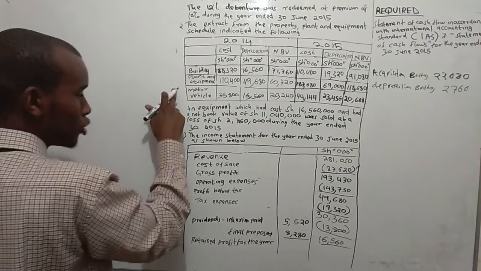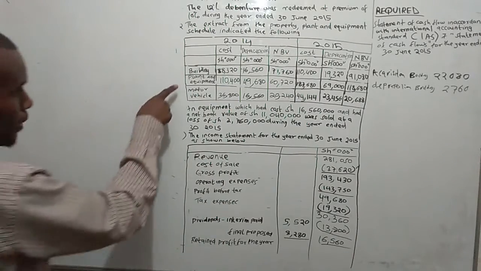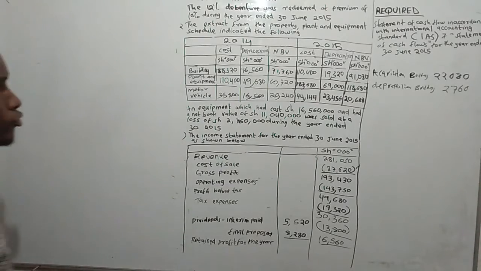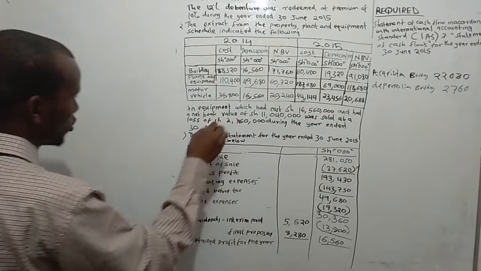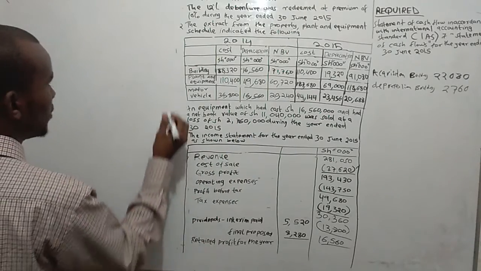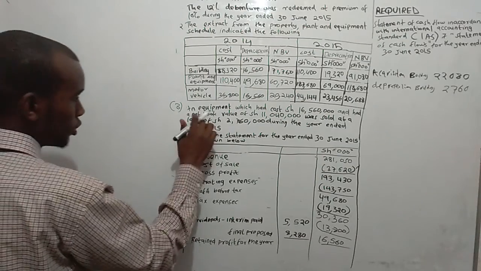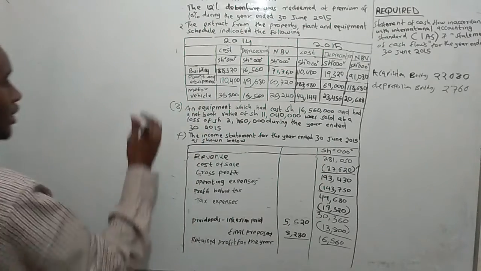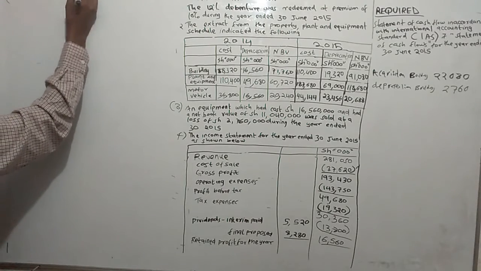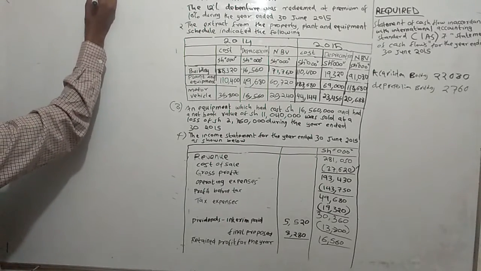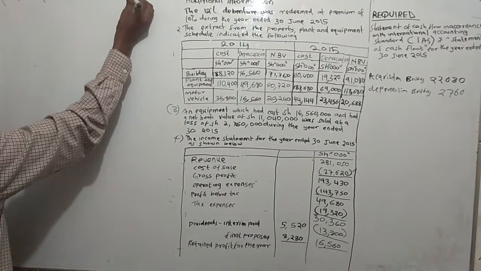Remember, in this plant and equipment section, you are going to have three accounts: one for plant and equipment, one for depreciation on plant and equipment, and another one for the additional information, I think it was number three, which is the disposal of the plant. Let's start with the plant and equipment account.